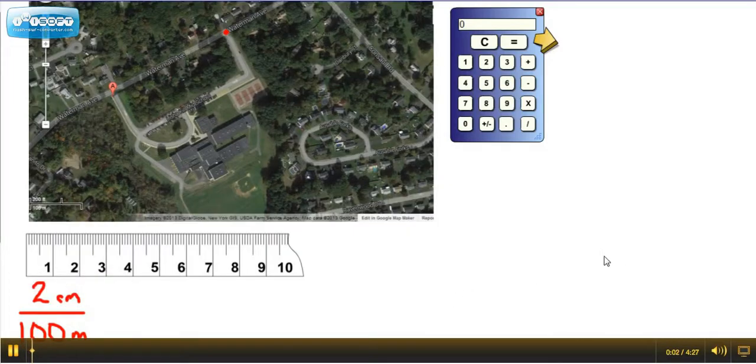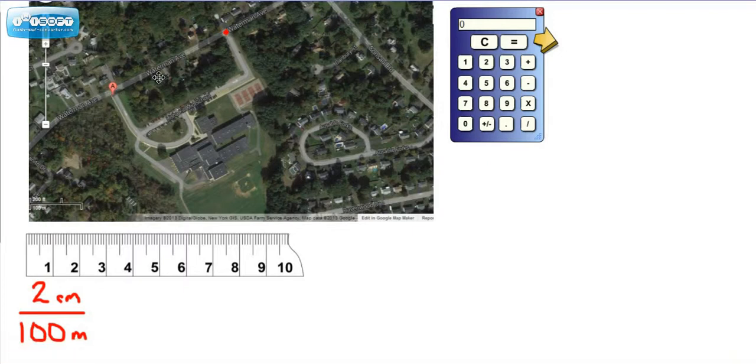Hey everybody, this is Miss Dietrich helping you understand how to use proportional reasoning to figure out something like the distance between the entrance and the exit at our school, Lisha Middle School. Alright, so the first thing to understand is where to look.